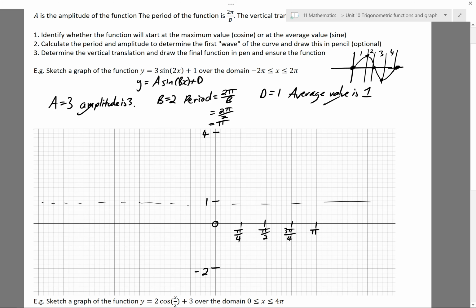So now I can go ahead and draw my sine graph. It's a positive sine graph, so I know it starts at the average value, goes up to the maximum value, back to the average value, down to the minimum, and back to the average value. So this will be my first cycle of my sine graph.